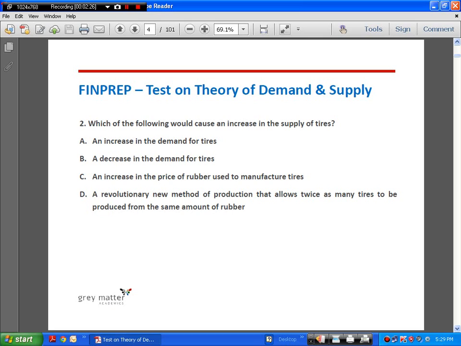So options A and B are demand oriented concepts, and option C is related to a change in the price of rubber. So it is not responsible for a shift in supply, it would only affect a movement along the same supply curve. Therefore, the right answer is option D. New methods of production will increase the productivity of rubber. Therefore, with the same amount of inputs, more tires would be produced, which would shift the supply curve towards the right.